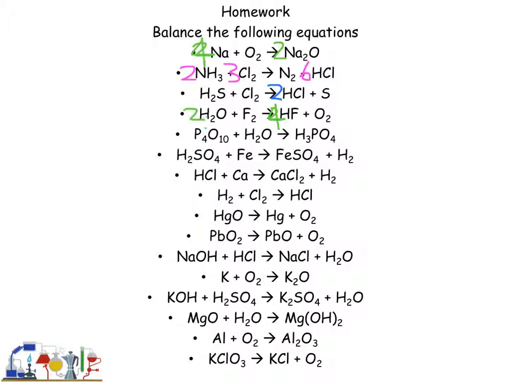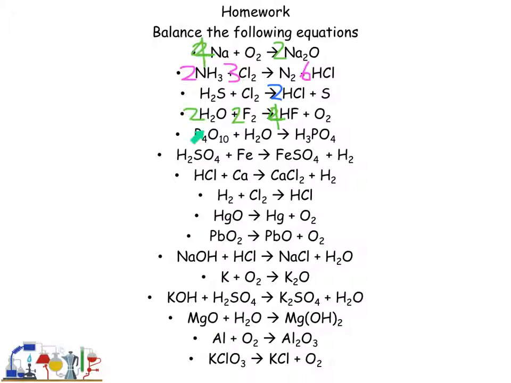4 hydrogens on the left, 4 hydrogens on the right. 2 oxygens on the left, 2 oxygens on the right. 2 fluorines, 4 fluorines on the right. So I'm going to need a 2 over there. Double check myself. 4 hydrogens on the left, 4 hydrogens on the right, 2 oxygens on the left, 2 oxygens on the right, 4 fluorines on the left, 4 fluorines on the right.